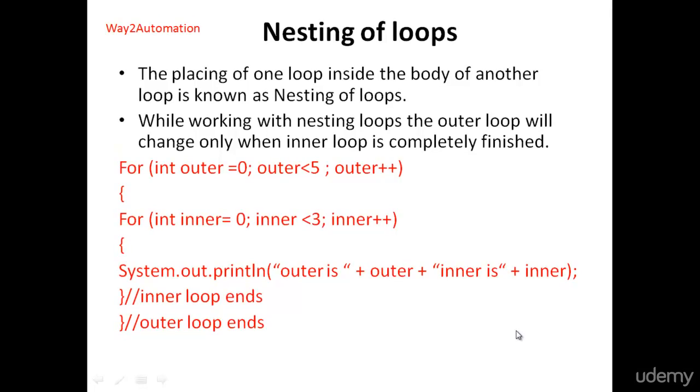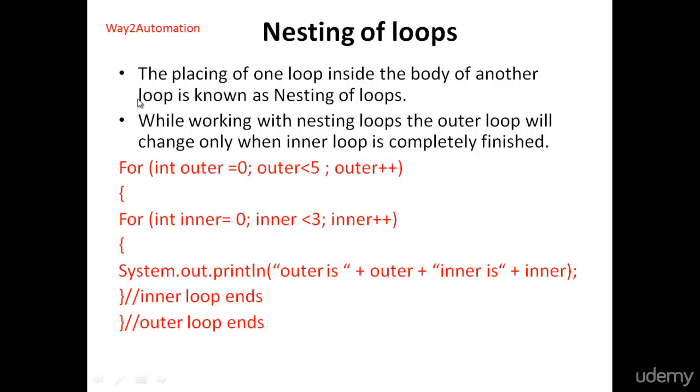So next, we take a look at nesting of loops. Now, what is nesting of loops? We also call it nested loops, right? Whenever we place one loop inside the body of another loop, it is called nesting of loops, right? We can have a for loop inside a while loop, a do while loop inside a for loop. While working with nested loops, the outer loop will change only when the inner loop is completely finished, right?